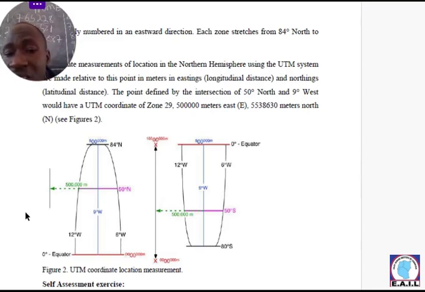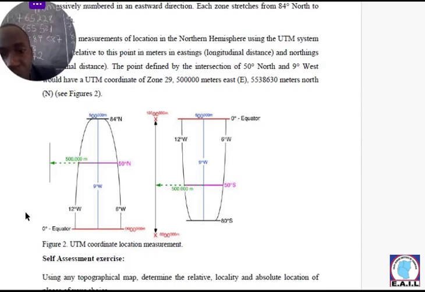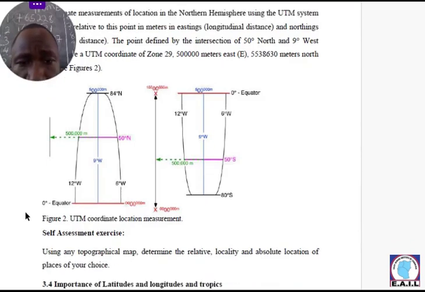For this, they move from the equator and extend southwards, from 0 degrees up to 80 degrees. It clearly shows how the Universal Transverse Mercator Coordinate System location measurement looks. So that's how we measure it in terms of degrees. It clearly displays and shows how we can measure.